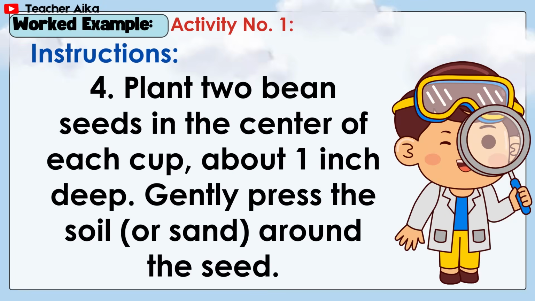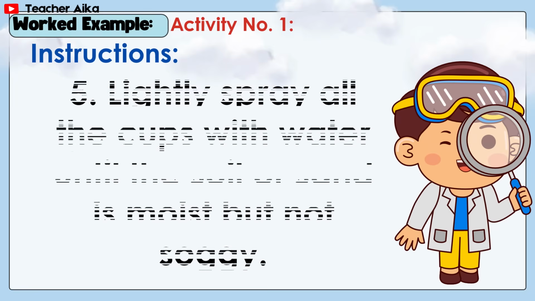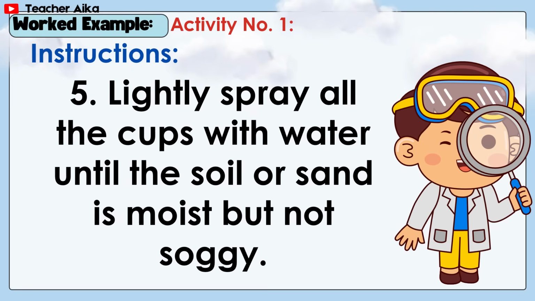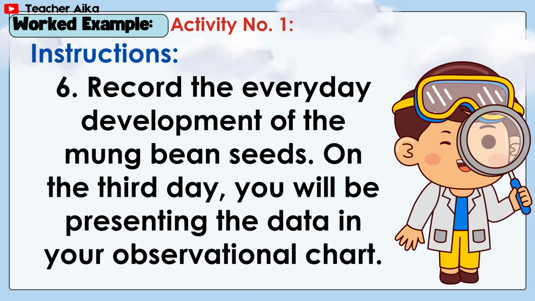Number 4. Plant 2 bean seeds in the center of each cup, about 1 inch deep. Gently press the soil or sand around the seed. Number 5. Lightly spray all the cups with water until the soil or sand is moist but not soggy. Number 6. Record the everyday development of the mung bean seeds. On the 3rd day, you will be presenting the data in your observational chart.